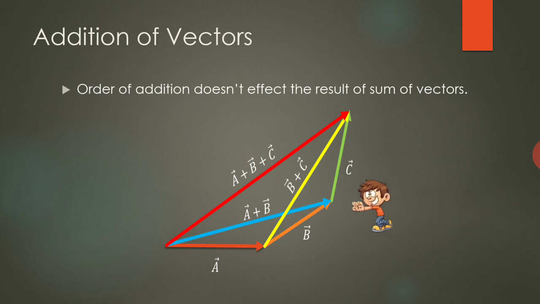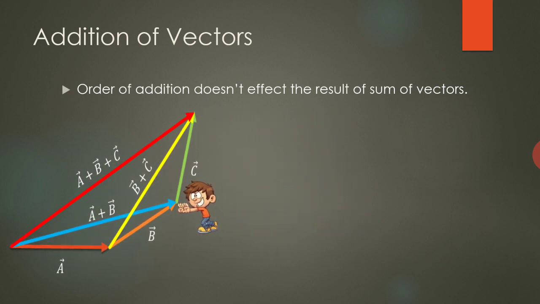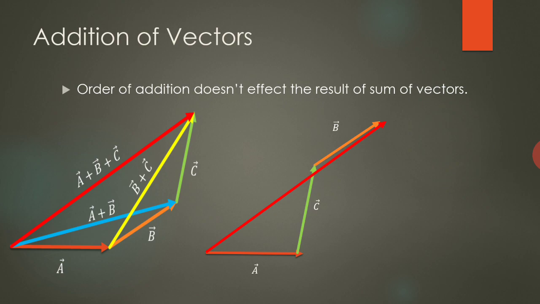There are even other possible ways of adding these three vectors. I may add A and C first and then add B. I may add B and C first and then add A.